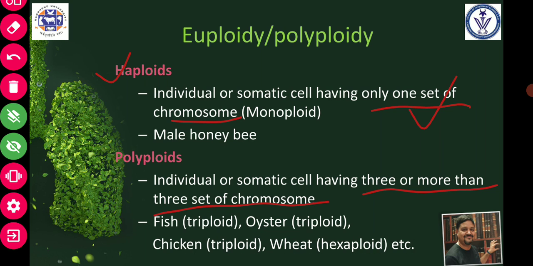Examples: in fish there will be a triploidy condition, and in oyster a triploidy condition. In some chickens also you will get a triploidy condition. Whereas in domestic wheat, or modern day wheat, you can see the hexaploid condition. So these are the examples of euploidy or polyploidy.